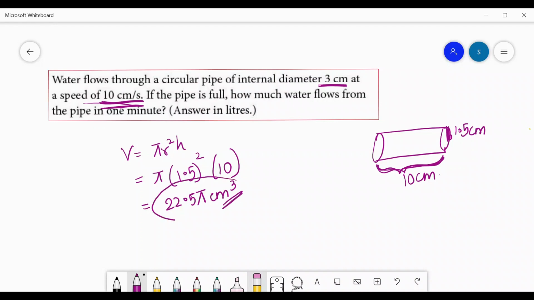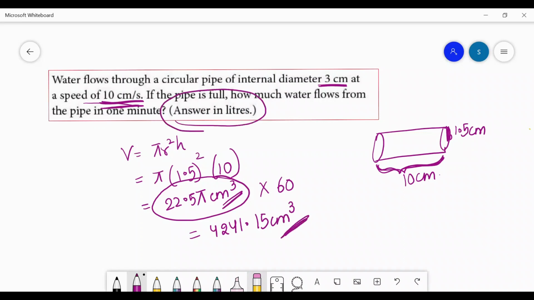So for 1 minute, you're just going to multiply this value with 60. So that would give you 4241.15 centimeter cube. Now they're asking you to answer in liters. So you just have to convert centimeter cube into liters. The conversion looks something like this: 1 liter is equal to 1000 centimeter cube. So this is basically going to be converted into 4.241 liters. That's the answer.